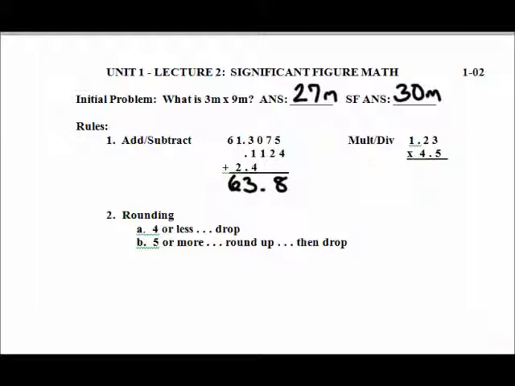The rule for multiplication and division pays attention to the number of significant figures the initial numbers have. 1.23 has 3 significant figures. 4.5 has 2 significant figures. Now you might ask, do I use the 3 or do I use the 2 in my answer? The answer is you use the one with the least number of significant figures. So in this case, we'll use 2 significant figures in our answer. 1.23 times 4.5 equals 5.535. When we round that to 2 significant figures, the answer is 5.5.